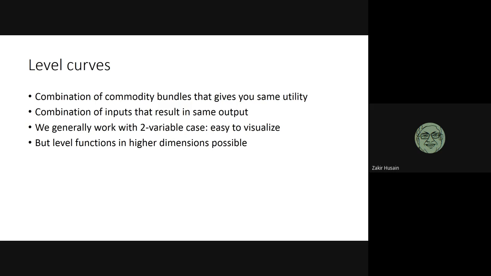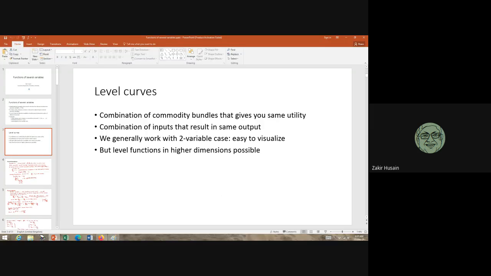Now, some of the concepts that we need to know. The first concept is level curves. A level curve is the combination of commodity bundles that gives you the same utility, or the combination of inputs that result in the same output. We have already discussed this in previous classes, if you remember, when we discussed better set, worse set.